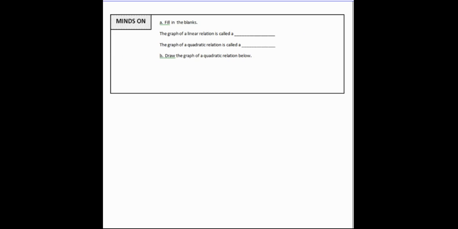We talked about yesterday the difference between linear and nonlinear. A graph of a linear relationship would be called a linear function. And a graph of a quadratic relationship would be called a parabola. Draw a graph of a quadratic relation.